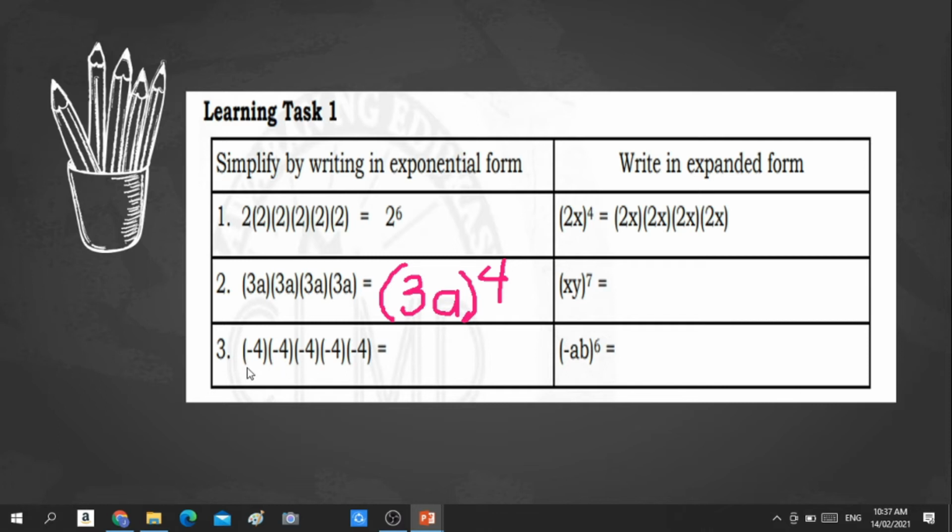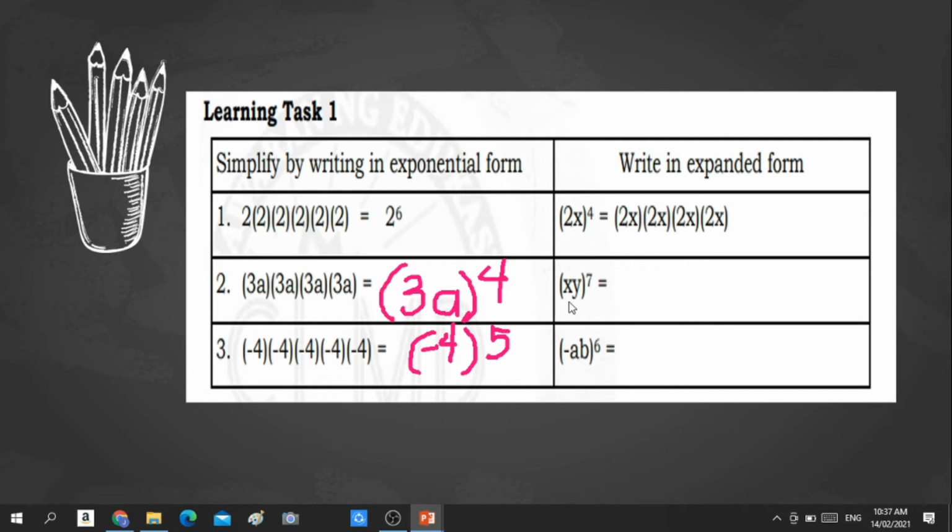We have negative 4. The base is negative 4. Let's put parentheses so it is not confusing. So, we have 1, 2, 3, 4, 5. So, the exponent is 5. Okay? Let's go to the other part, the next column. In the next column, we should write this in expanded form. So, we will lengthen it. Given here, 2x is the base and it is multiplied 4 times by itself. So, we have 2x, 2x, 2x, 2x.